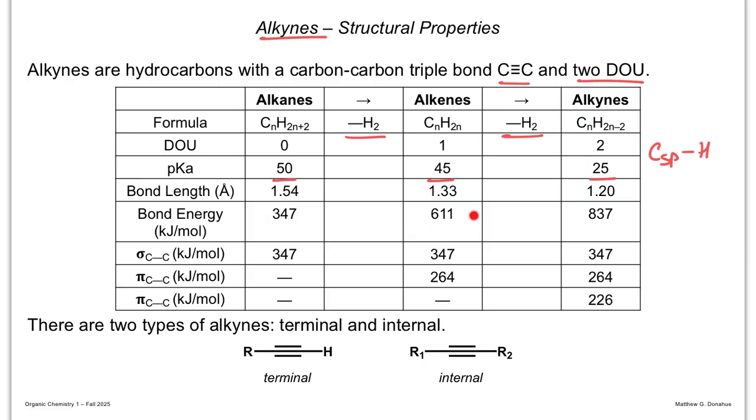When we get up to the alkene, we're now adding the contribution of the pi bond, which is 264. So the total bond dissociation energy of a double bond is 611 kilojoules per mole. Then for the alkyne, we have the second pi bond, which adds 226. So the triple bond in total is 837. And so there's a correlation between the bond length and the bond energy.